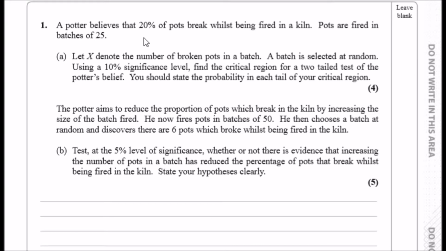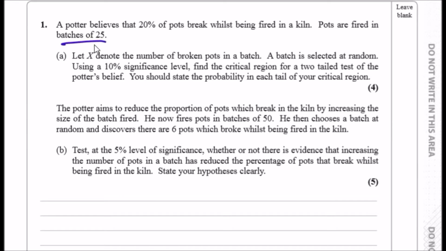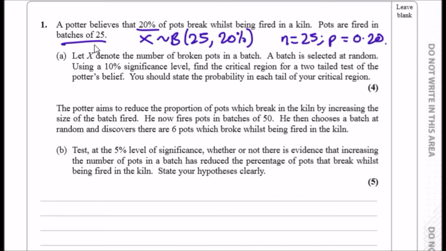Okay, so initially from the statement, we can assume that this is a binomial distribution. Why? Because we're given the number of pots, which is 25, and we're given a probability of pots breaking, so an actual p-value, which is 20%. So instantly just say n is 25 and the probability is 20%, so 0.20. Okay, so far so good.